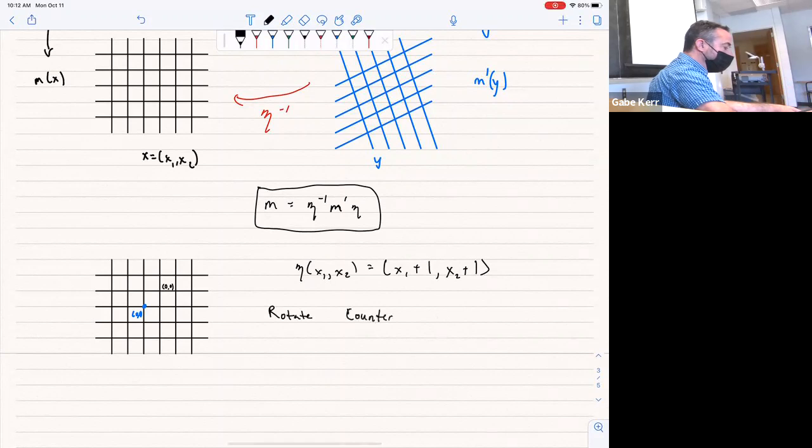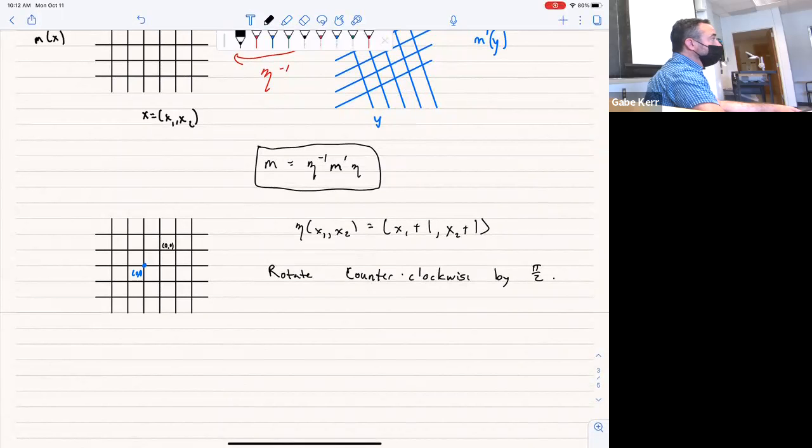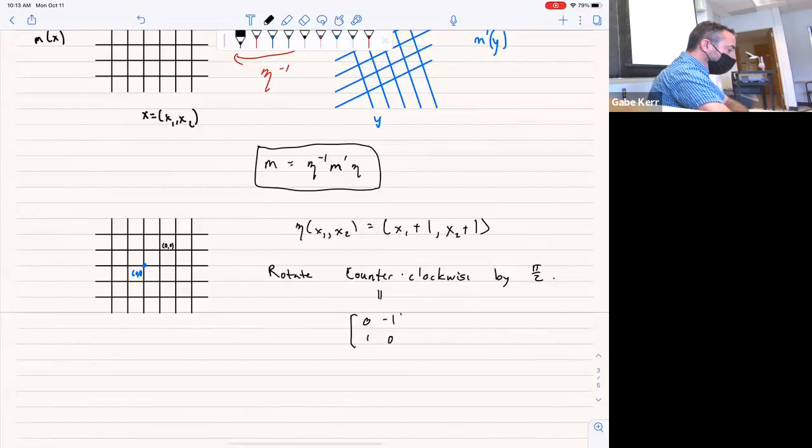Counterclockwise. How do you do it? Last time we talked about symmetries of the plane. Rotation was one of them. You guys remember the matrix? Cosine theta, sine theta, negative sine theta. So if we use that matrix, this is equal to 0, 1, -1.